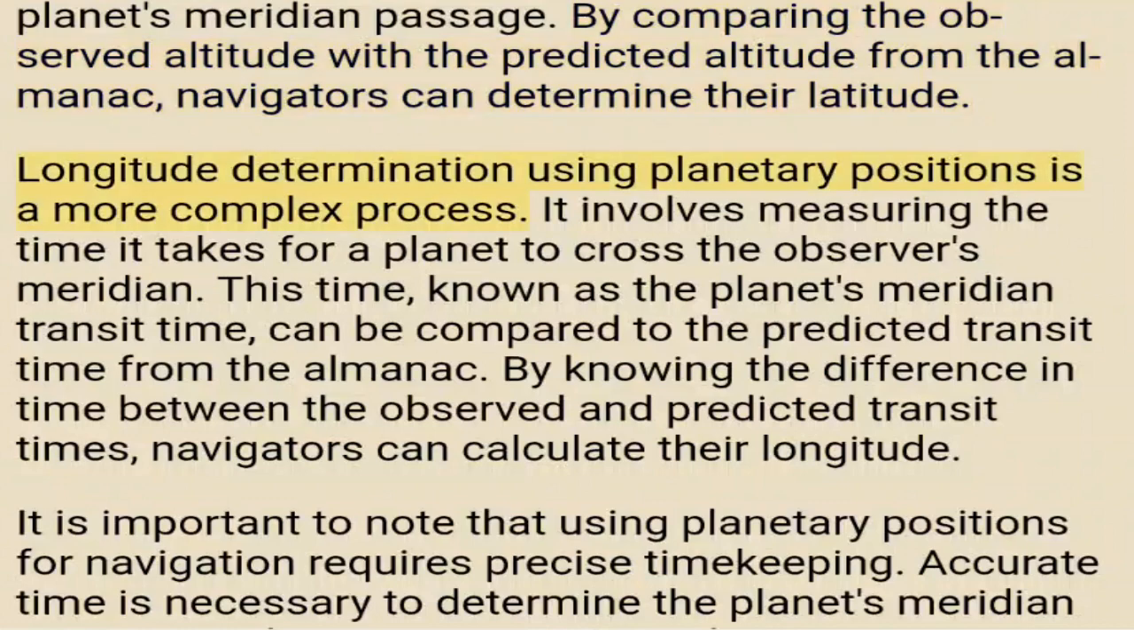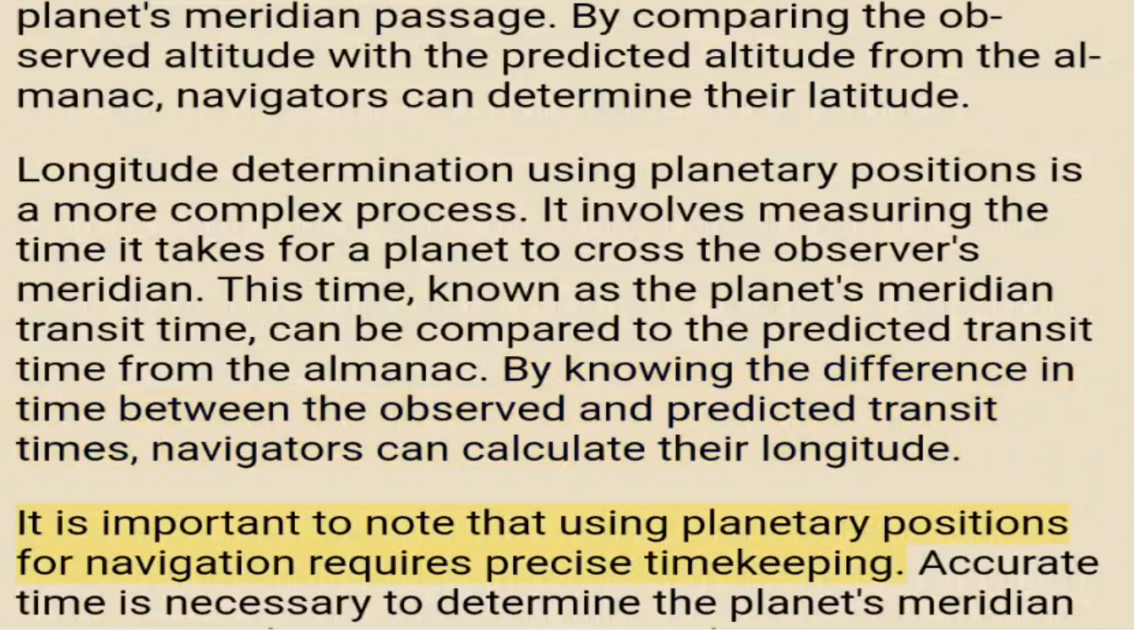Longitude determination using planetary positions is a more complex process. It involves measuring the time it takes for a planet to cross the observer's meridian. This time, known as the planet's meridian transit time, can be compared to the predicted transit time from the almanac. By knowing the difference in time between the observed and predicted transit times, navigators can calculate their longitude.